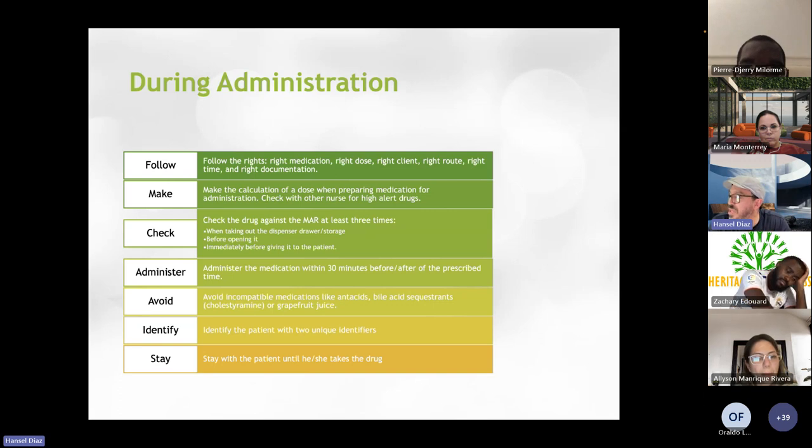Avoid incompatible substances like antacids, Kayexalate, or grapefruit juice. Those guys are not good guys. If you like grapefruit juice, I'm sorry.